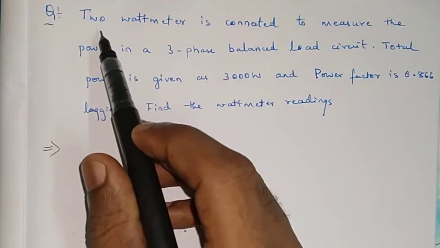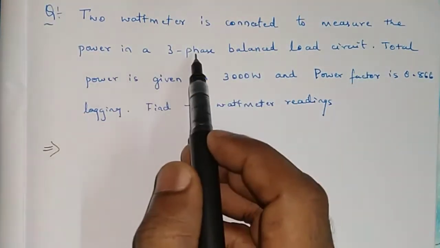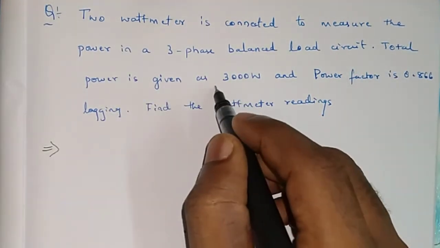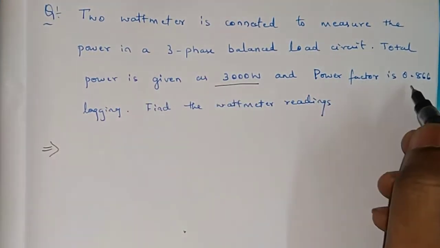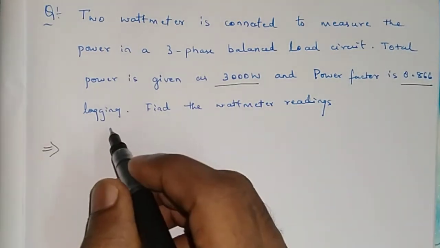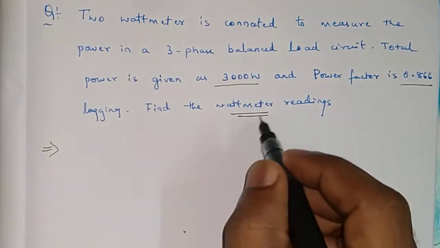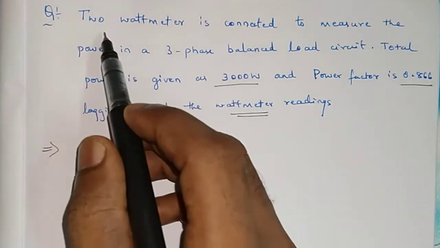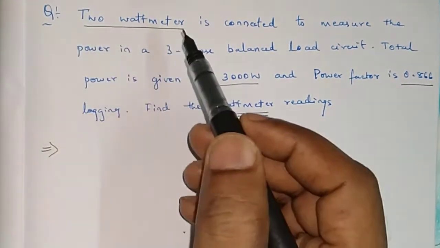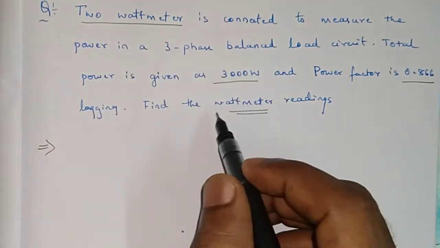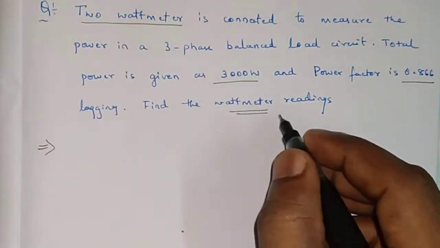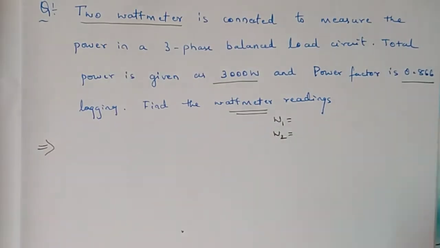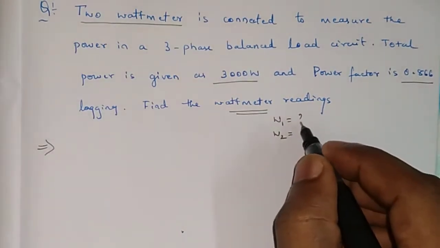The given question is: two wattmeters are connected to measure the power in a 3-phase balanced load circuit. Total power is given as 3000 watt and power factor is given as 0.866 lagging. They are telling to find the wattmeter readings. By seeing this question, we can say that this problem comes under the 2 wattmeter method. They are telling to find the readings of the 2 wattmeters, so W1 and W2.